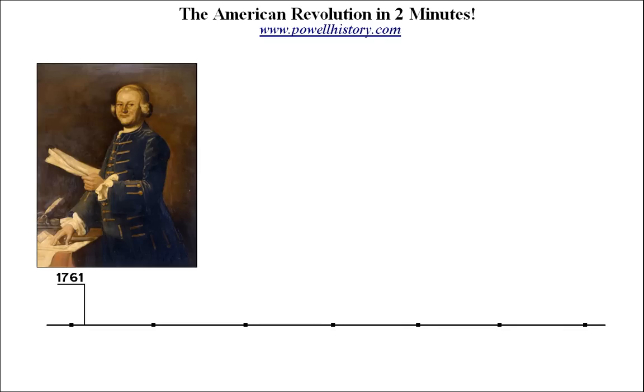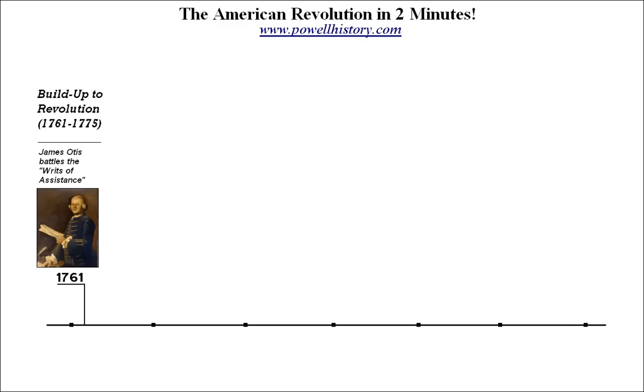In 1761, American lawyer James Otis argued in court that such warrants were a violation of the rights of colonists. Looking back on the event years later, one of the founding fathers, John Adams, said that it was Otis who had set the American Revolution in motion.